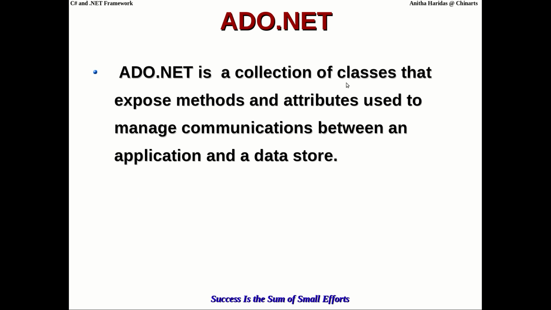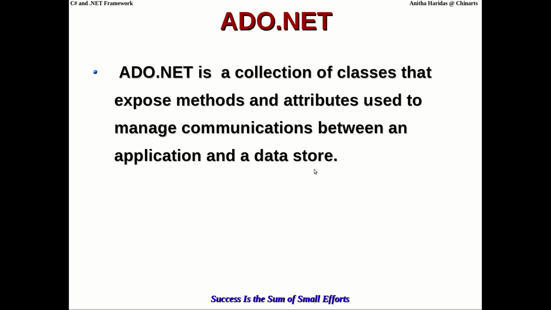ADO.NET is nothing but a collection of classes. So all these slides show you the different definitions that can be given for ADO.NET. ADO.NET is a collection of classes that expose methods and attributes, as you have methods and attributes for all the different classes that are available in C Sharp, here also we have lots of methods and attributes. All these methods and attributes are used to manage the communication between an application and a data store.